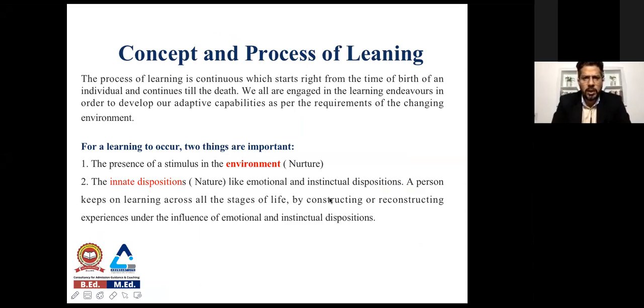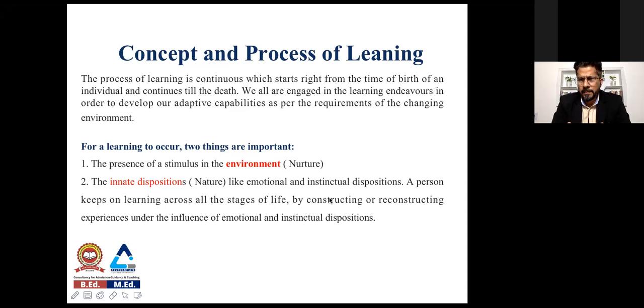So for learning to occur, two things are very important, which I mentioned here. One is the environment. Environment is connected with the nurturing process. And the second one is the innate disposition, that is the nature. So nature is more connected with the emotion and instinctual disposition. A person keeps learning across the stages of life.